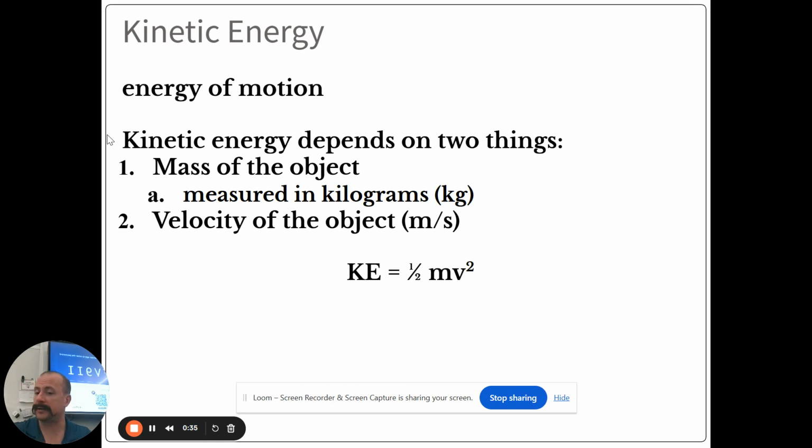The other factor that kinetic energy depends on is the velocity of the object. How fast is it moving? If it's not moving, it has no kinetic energy. Things have to be moving in order to have this type of energy.